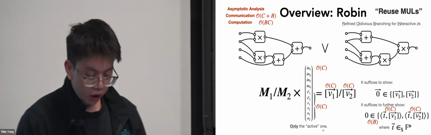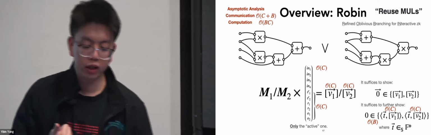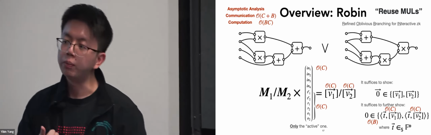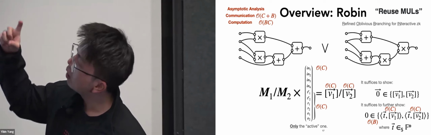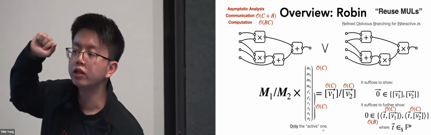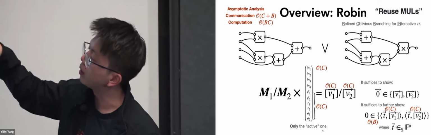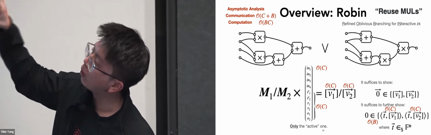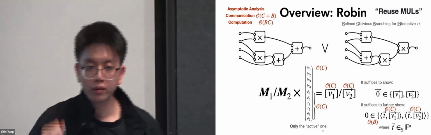Cool. So now remember what I said about reusing resources at the very beginning of this talk. The reason why you can achieve this Robin protocol is basically you reuse the multiplication tuples. You reuse the multiplication tuples on the active branch and on the inactive branch.